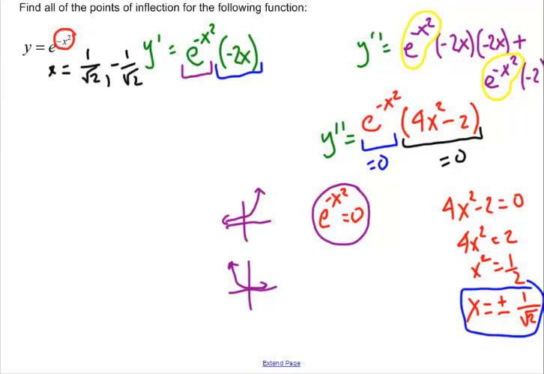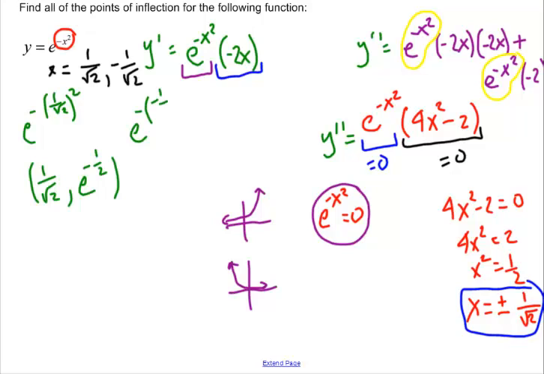And we're going to have e to the negative 1 over root 2 squared. So when x is 1 over root 2, then we're going to get e to the negative 1/2 power. And when x is negative 1 over root 2 squared, we're going to get e to the negative 1/2 power. And these two guys right here, these are your points of inflection.